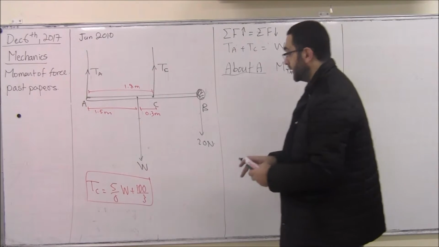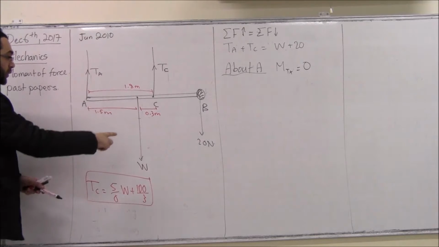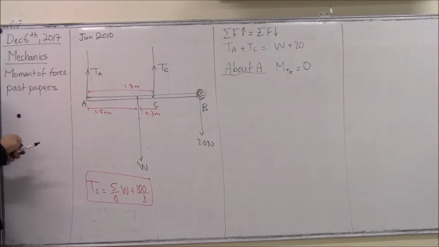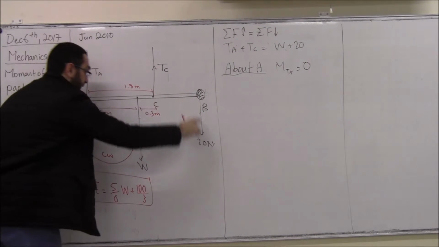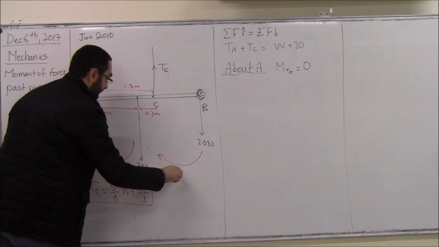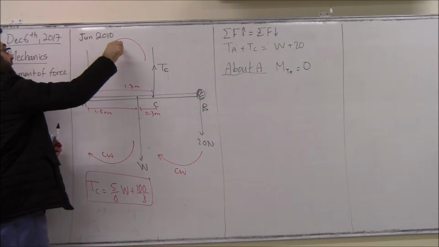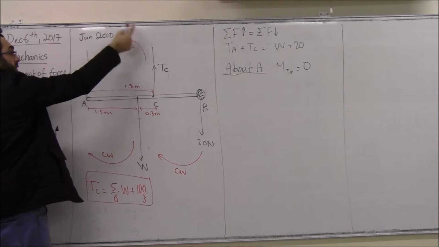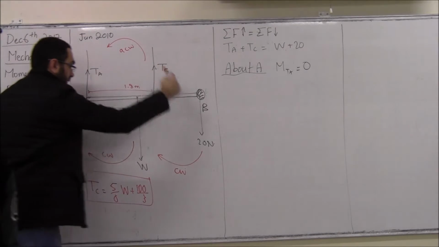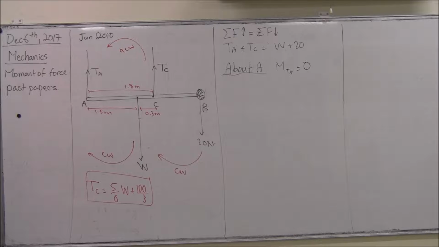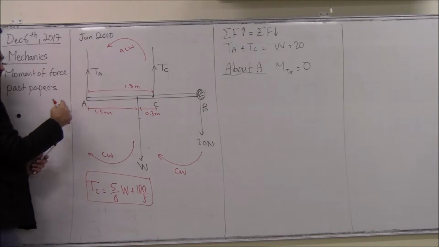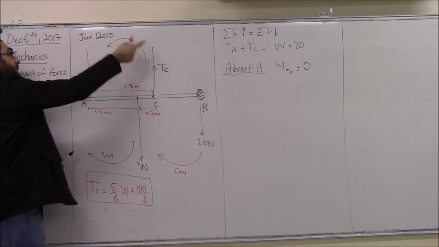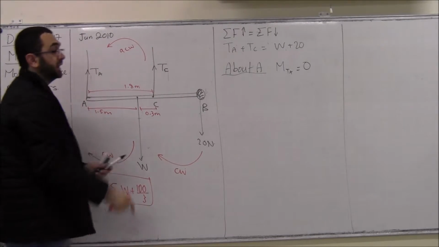So let's check clockwise or anti-clockwise. This one is clockwise. This is also clockwise. TC about A is anti-clockwise. Okay, guys? Any question? This one is clockwise, right? This one is anti-clockwise. I took A as the pivot.